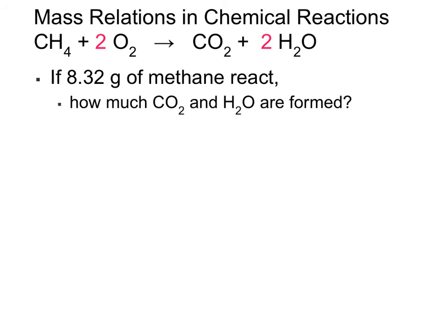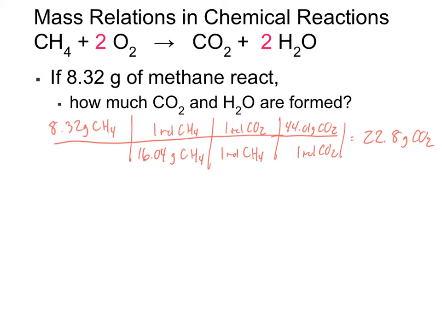We also want to know in this example how much CO2 and how much H2O are formed. And so we go through the exact same process. And so here we have the setup in order to find CO2. We first use our molar mass of methane in order to convert to moles of methane, and then our molar ratio, which is 1-to-1 in this example, to convert to moles of CO2, and then finally our molar mass of CO2 to get our final answer of grams.